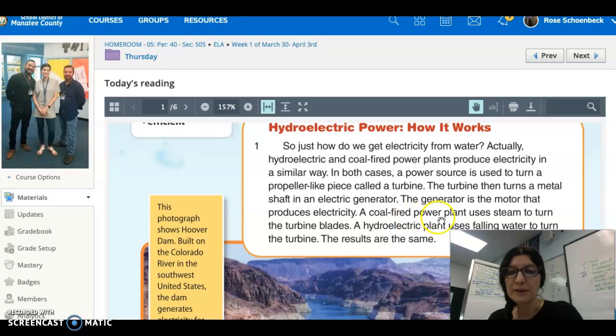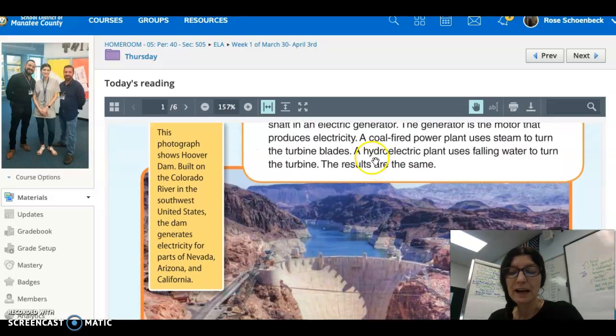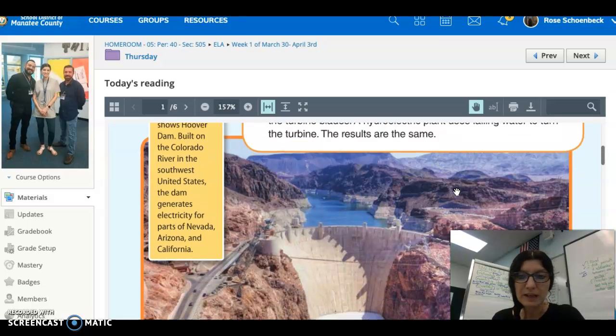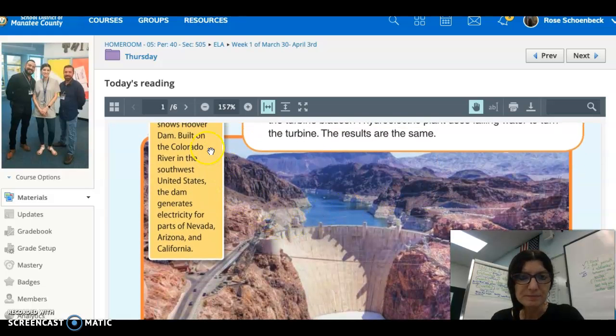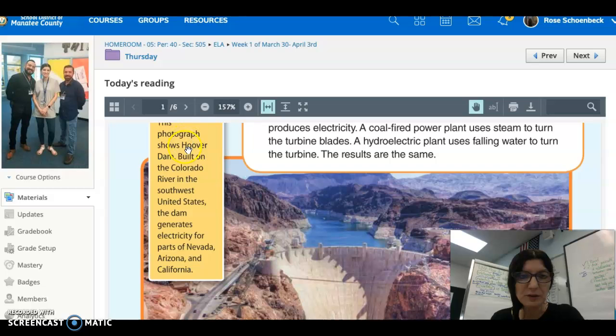A coal-fired power plant uses steam to turn the turbine blades. A hydroelectric plant uses falling water to turn the turbine. The results are the same. Now, when I'm looking at this picture, it says, this photograph shows the Hoover Dam built on the Colorado River in the southwest United States. The dam generates electricity for parts of Nevada, Arizona, and California.